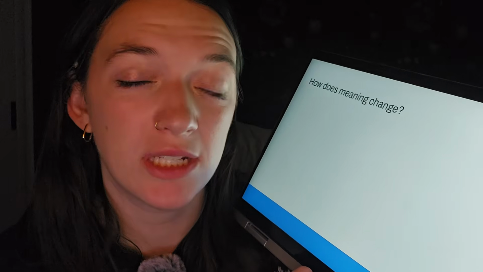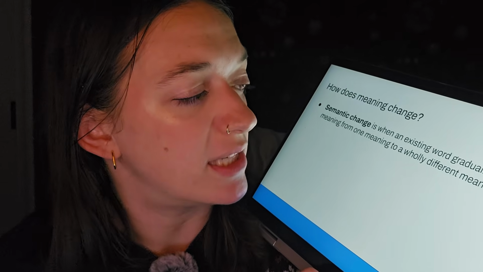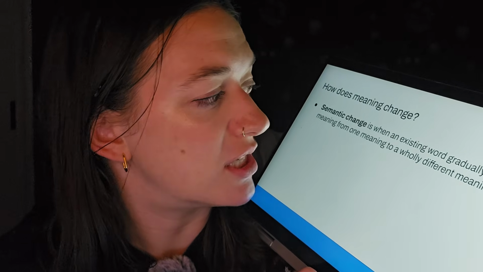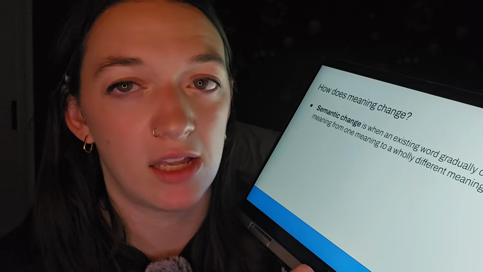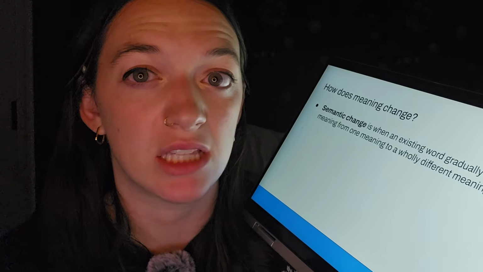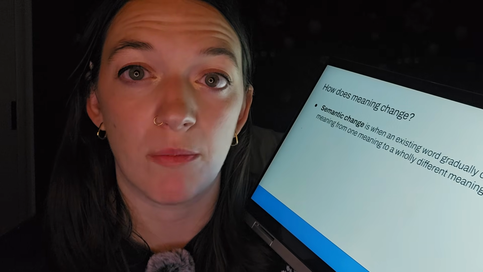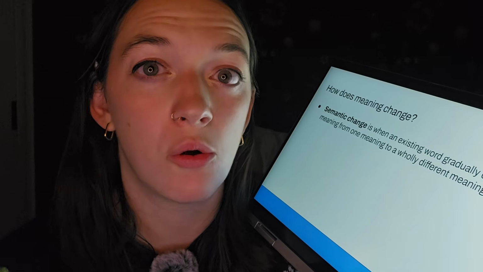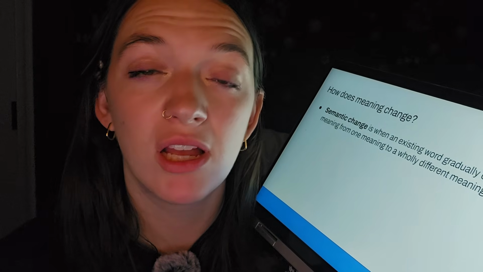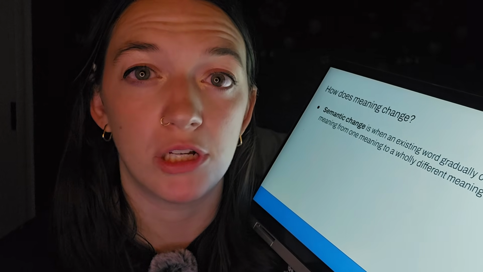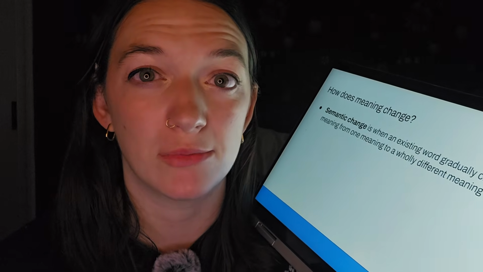So, how does meaning change? Semantic change is when an existing word gradually changes in meaning from one meaning to a wholly different meaning. An example we see is cart, which previously referred to something that is drawn by a horse or oxen, and now refers to something that you push yourself, primarily something that you put items in, as opposed to a horse and cart, which you might put items or people in.